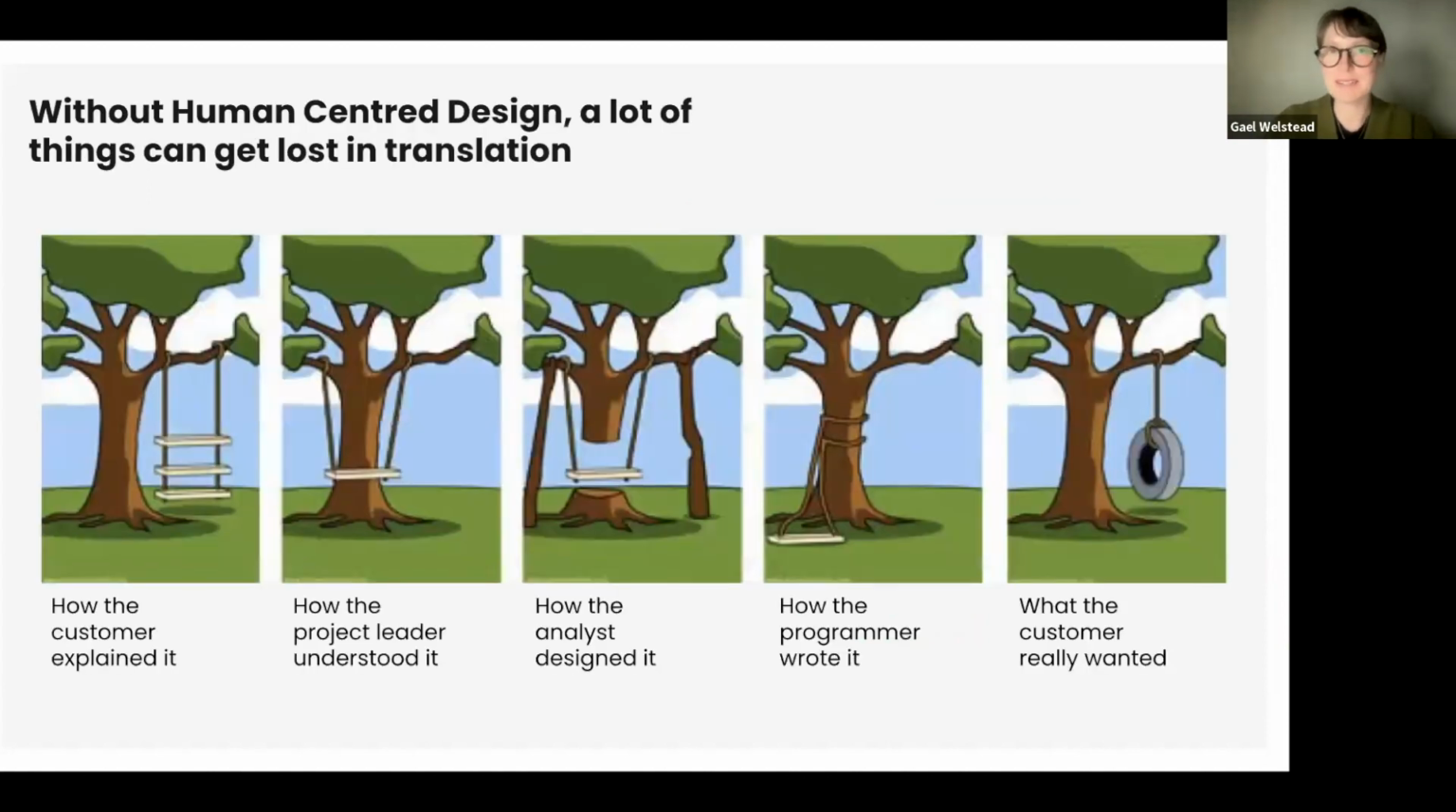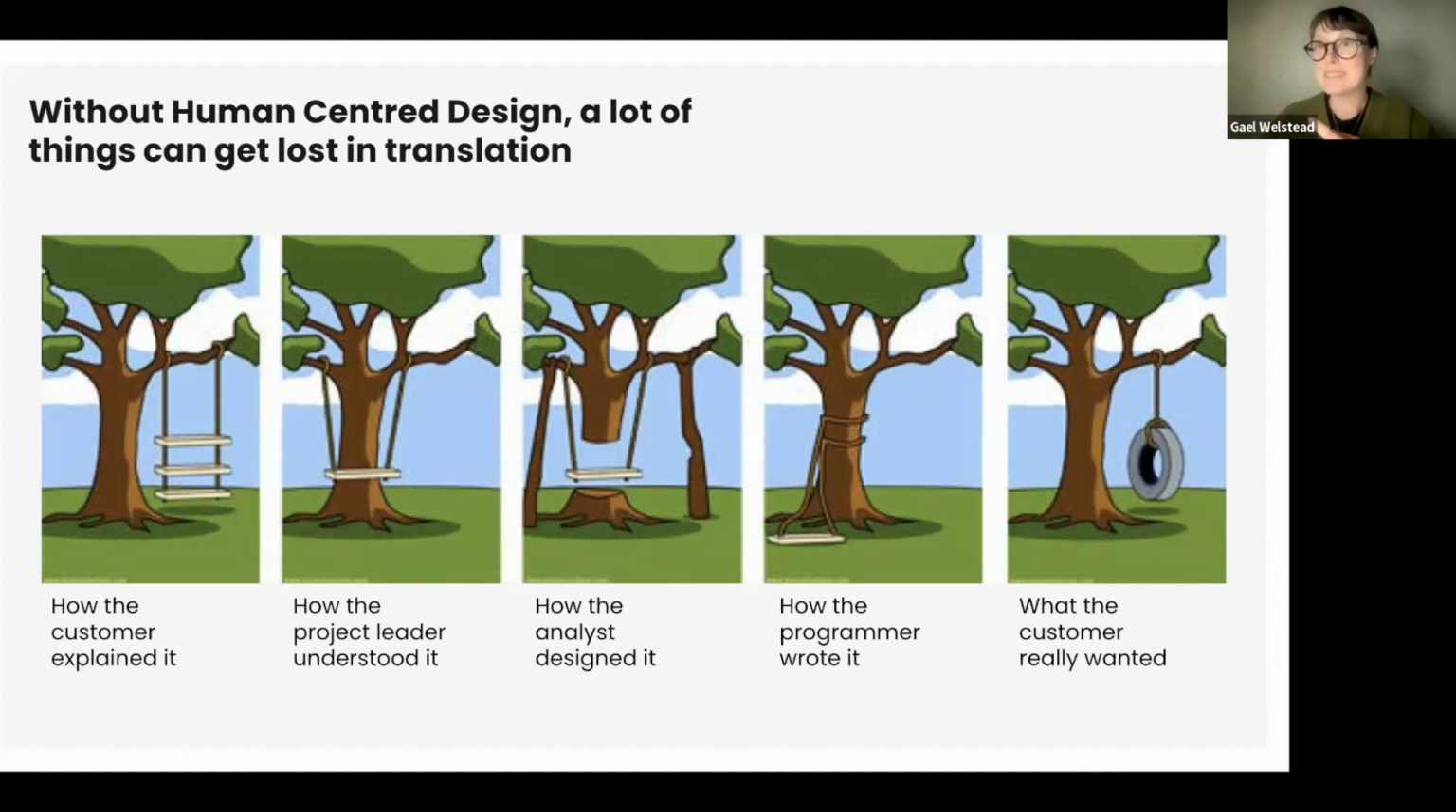So without human-centered design, a lot of things can get lost in translation. This is one of the reasons why you have a lot of visual communication tools, because what human-centered design does is bring in the people that we're designing for as many times as we can across the process of design. So we go out and we get ideas, and then we understand what we've learned, and we go back to people and say, this is what we understood, is this your problem? And then they tell us a bit more.